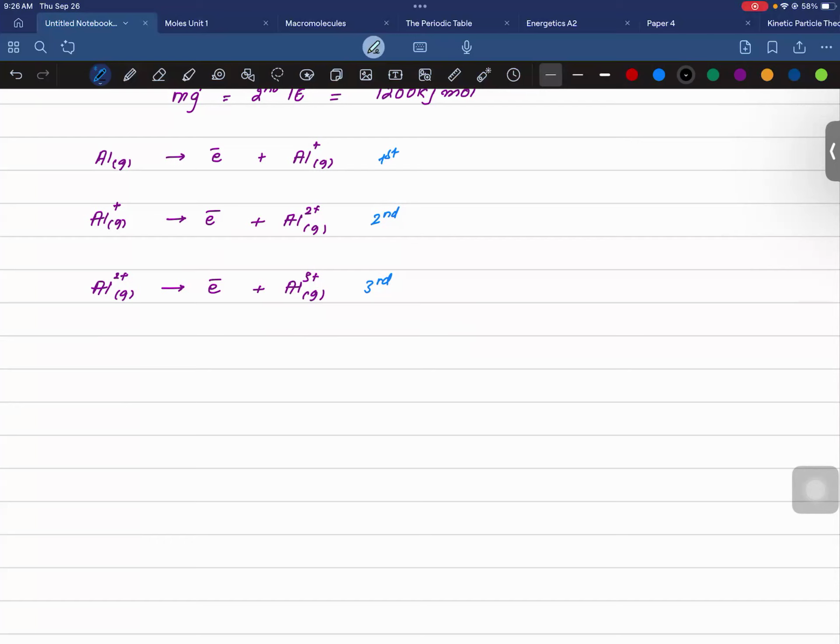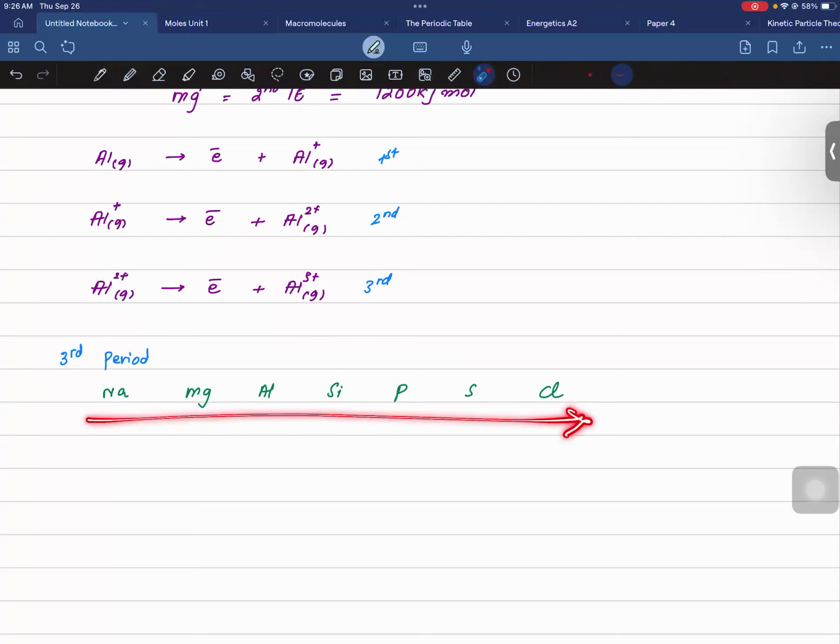No. I'm saying, let's suppose we talk about the third period. The third period starts from sodium, then magnesium, then aluminum, then silicon, then phosphorus, then sulfur, then chlorine. I'm asking, if I'm going from left to right, what do you think? Is the ionization energy going to increase or decrease?